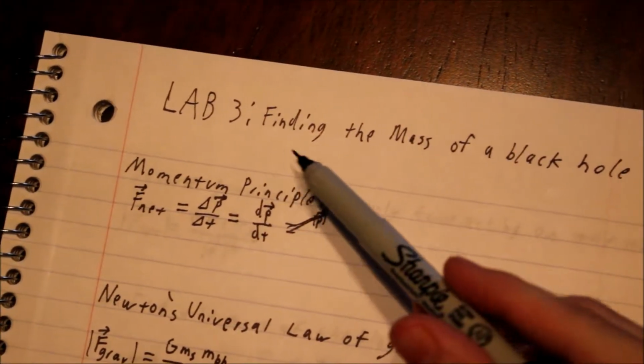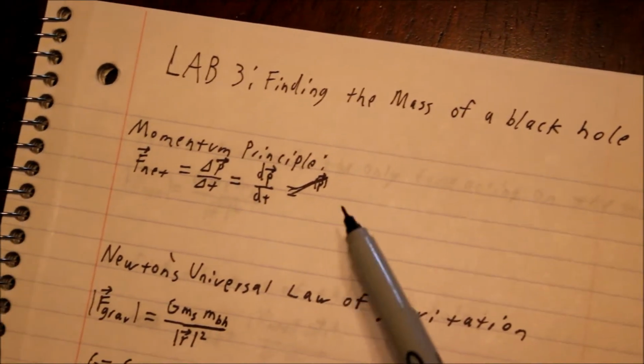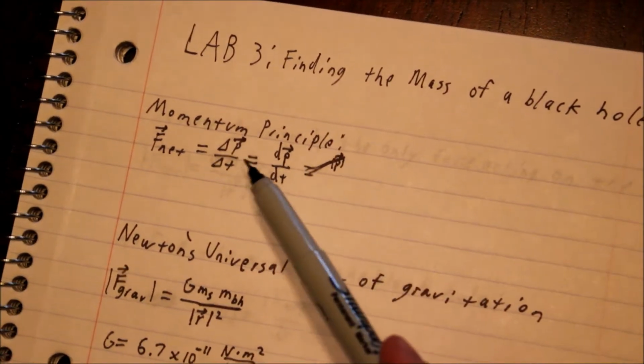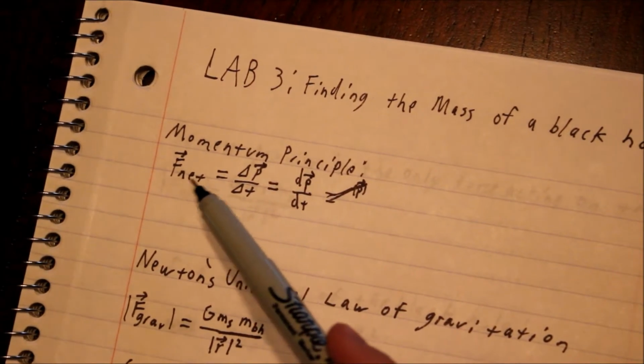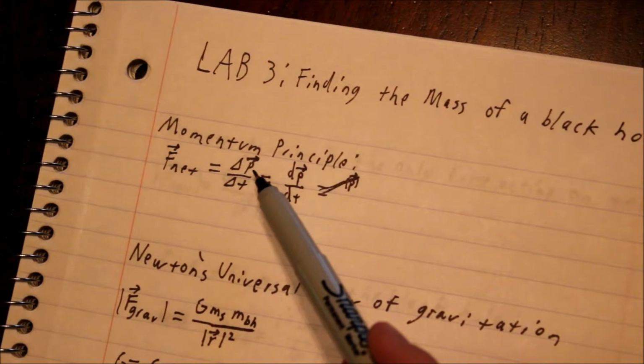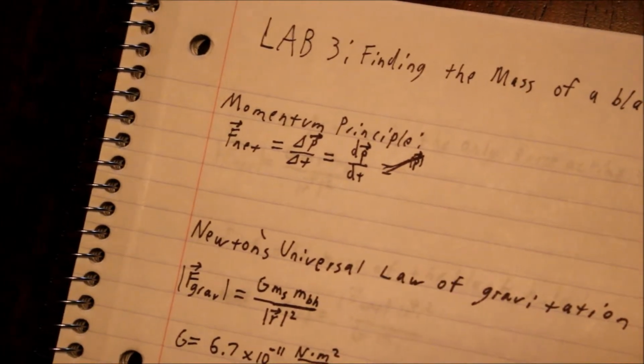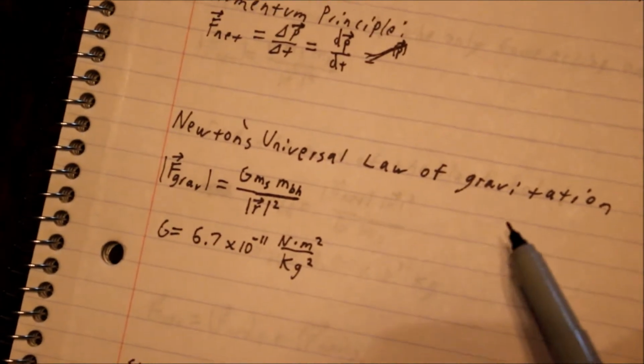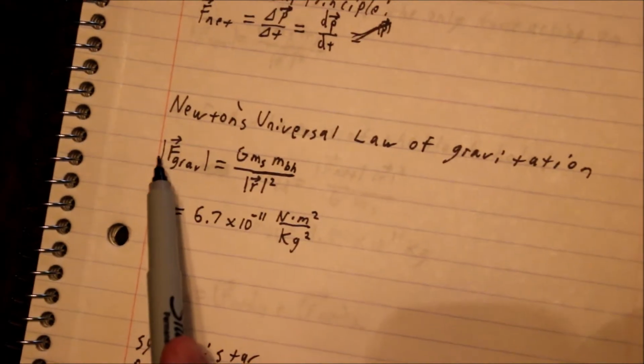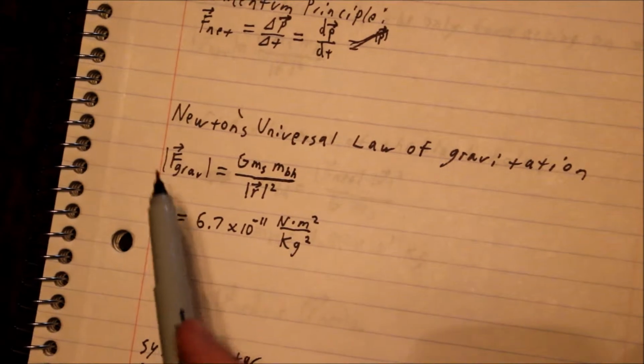Alright, so this is lab 3, finding the mass of a black hole. We have two major principles for this lab. The momentum principle, which is the F net vector equals delta P vector over delta T, or change in momentum over change in time. And Newton's universal law of gravitation, where in this case we're looking at the magnitude.